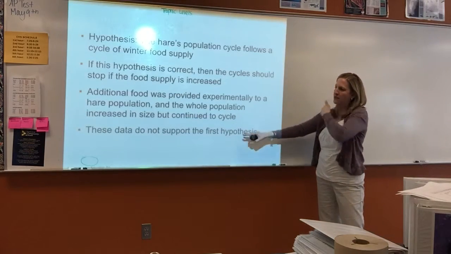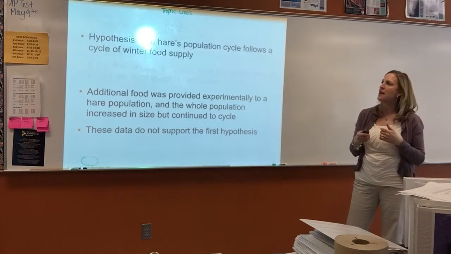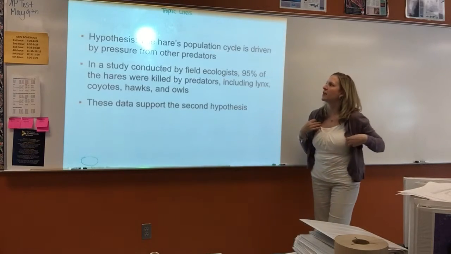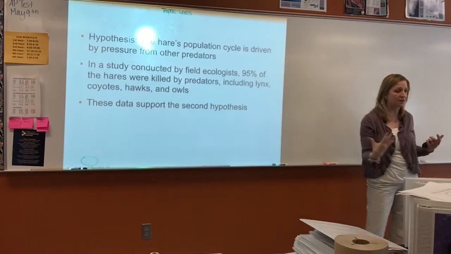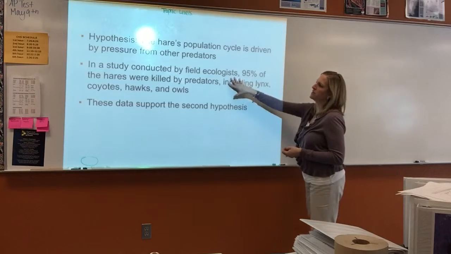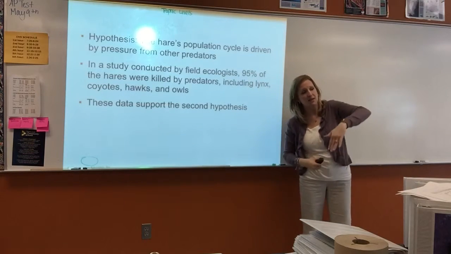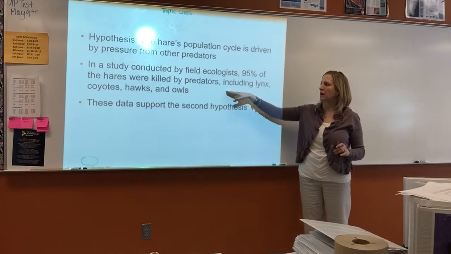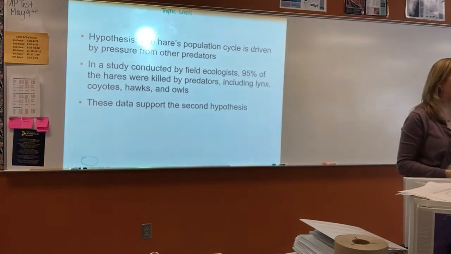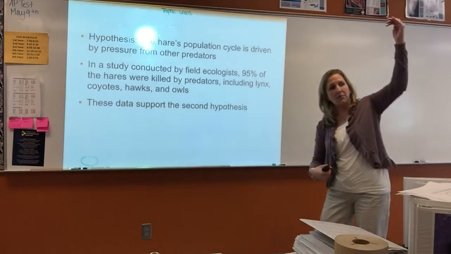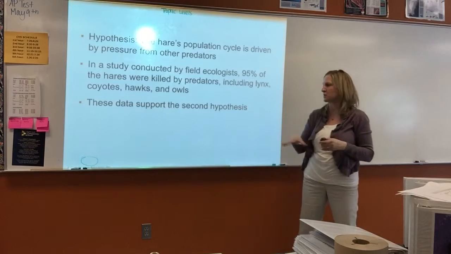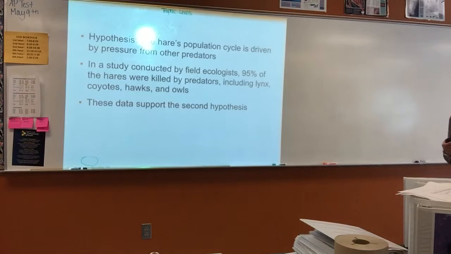So this data does not support the first hypothesis. The second hypothesis is that the hare population cycle is driven by pressure from predators. And that is what they found to be the case. When they studied that, 95% of the hares were killed by predators when we saw that bust. Part of those predators were lynx. There are other predators for the snowshoe hare, coyotes, owls, things like that. So when we saw that bust of the snowshoe hare going down, it was in part due to the lynx, but in part due to other predators as well. And so it's the second hypothesis.